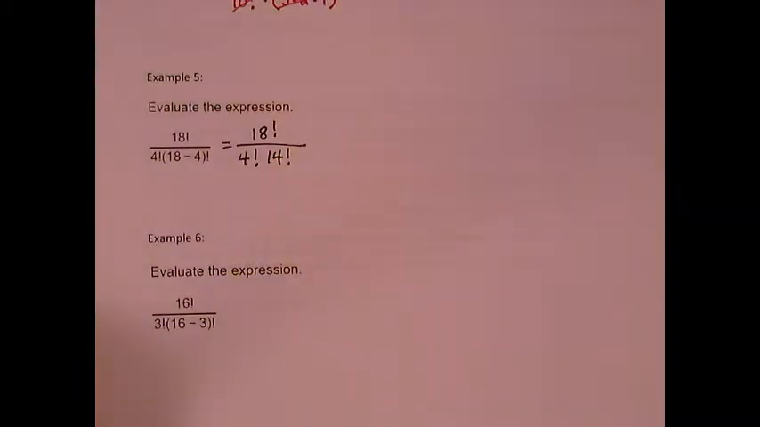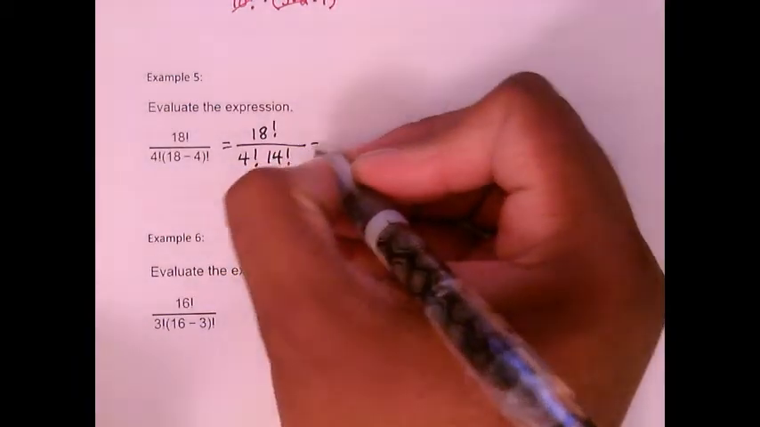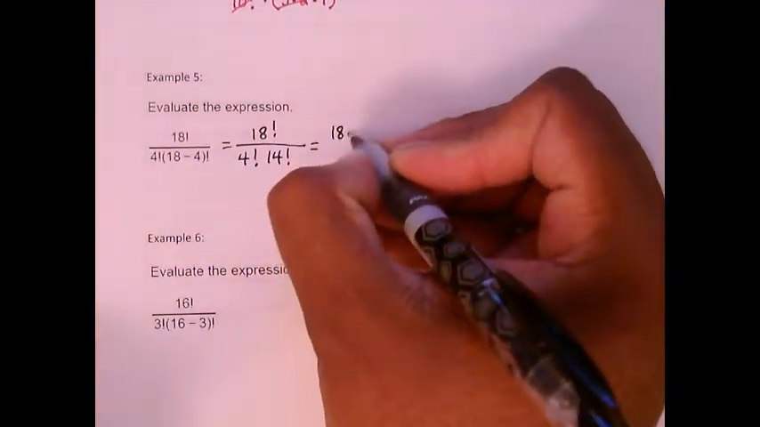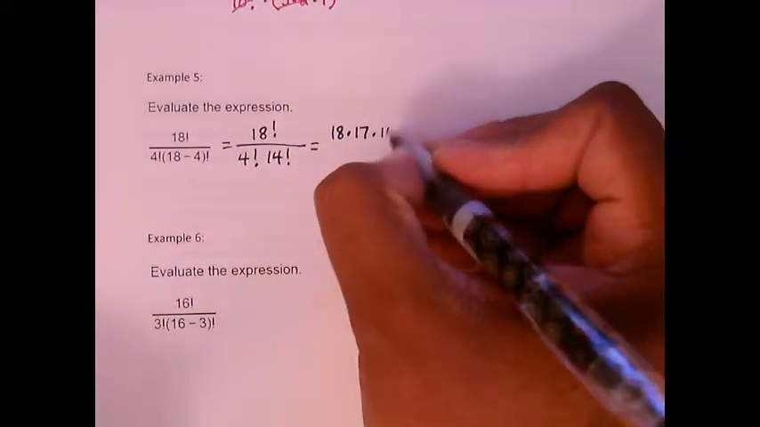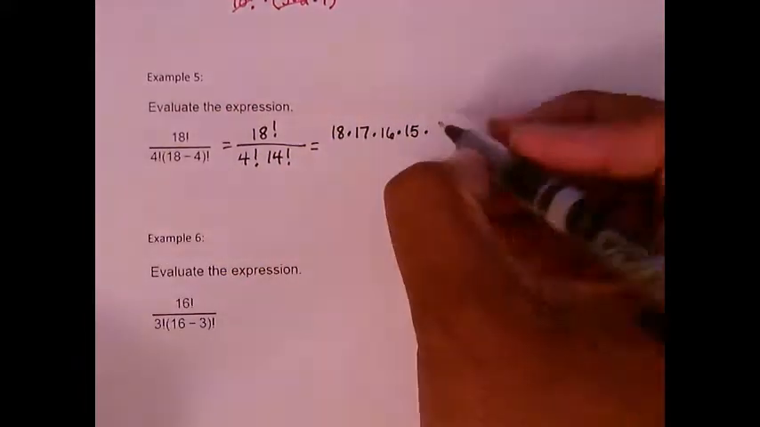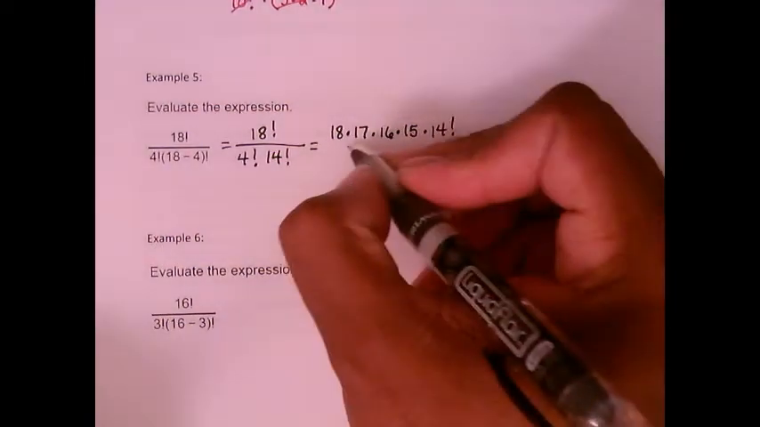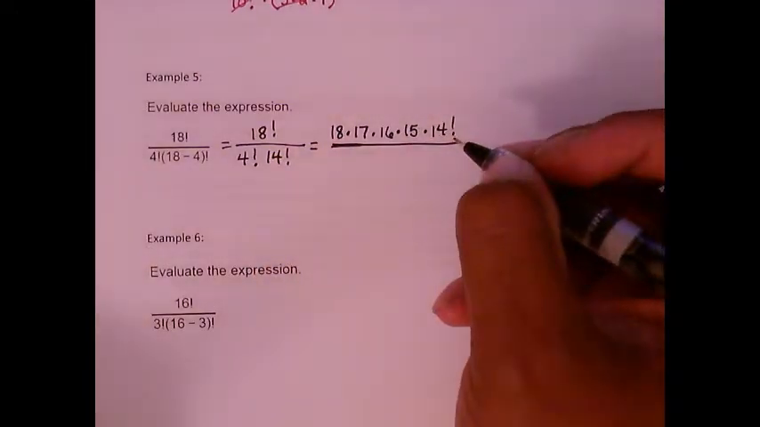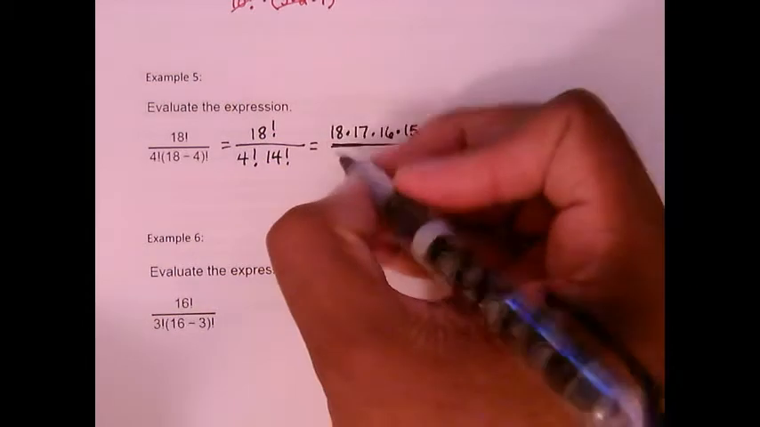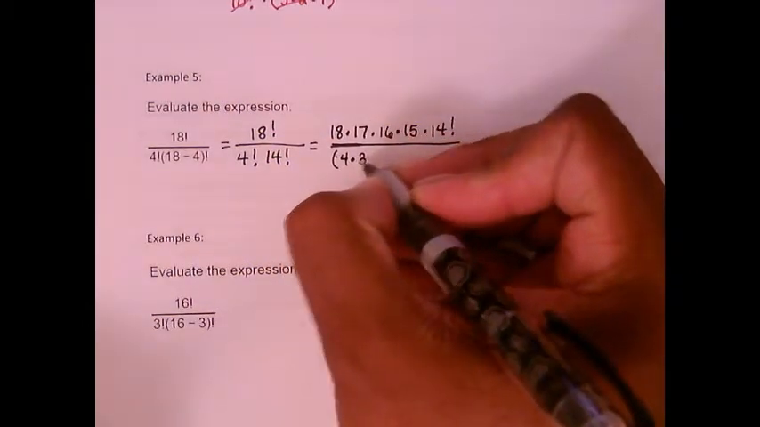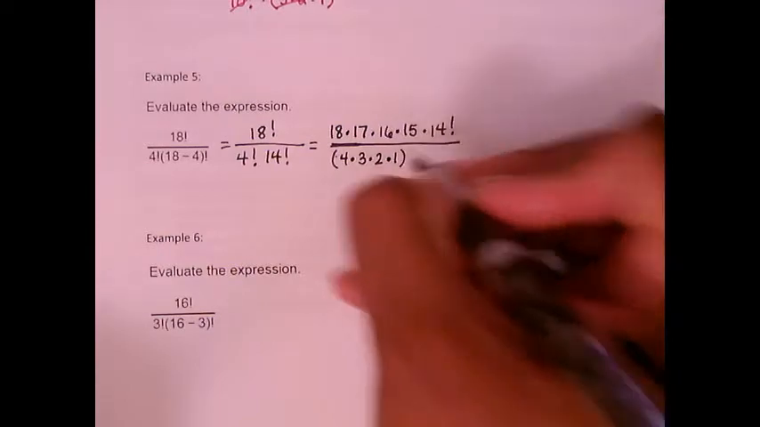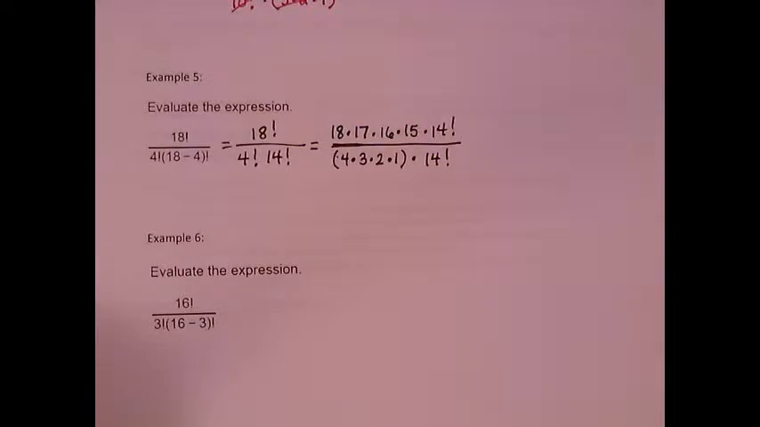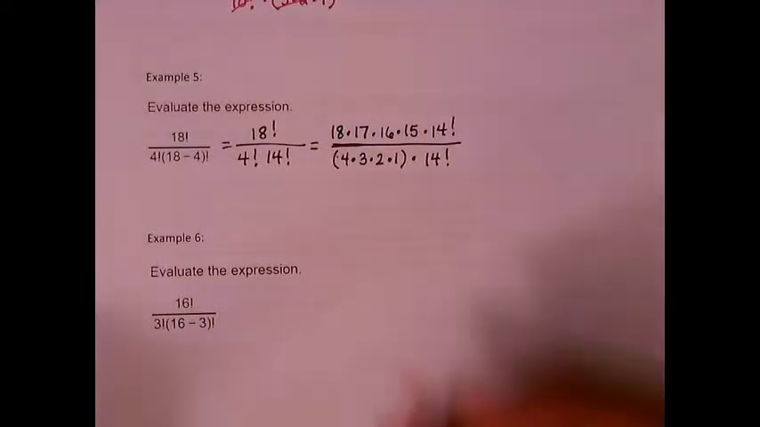Alright, now let's go ahead and expand this and simplify it as much as we possibly can. 18 factorial will be something like 18 times 17 times 16 times 15. Now I'm going to stop at 14 and say 14 factorial, because in the denominator I already got 14 factorial. I need to expand 4 factorial as 4 times 3 times 2 times 1, and that's multiplied by 14 factorial. Now when I simplify this, the 14 factorials are gone.